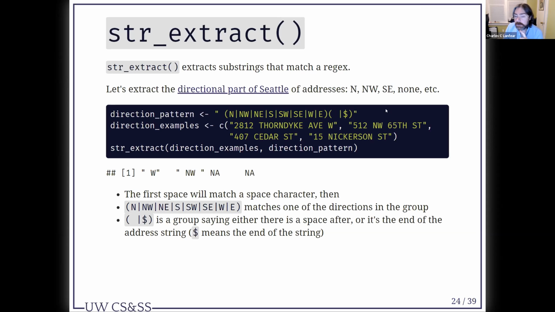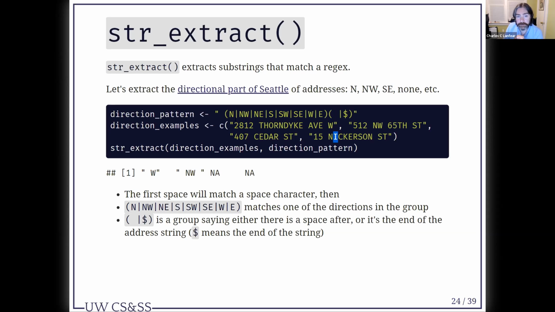And then I will accept either a space following the directional or $, the end of the string. Basically, this is going to mean in Northwest, it will match the space after it, but in West, it will match the end of the string, but it won't match something like the N after Nickerson because it's neither the end of the string nor a space.